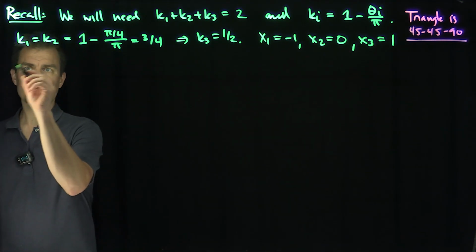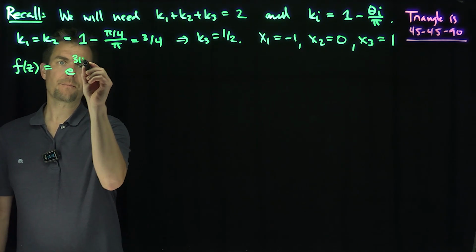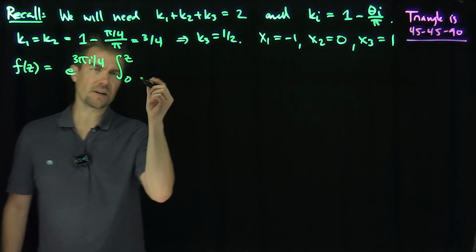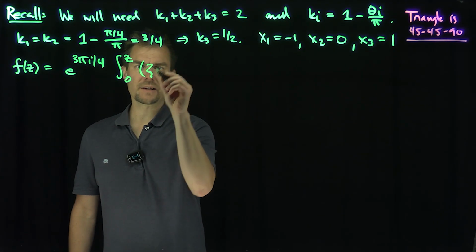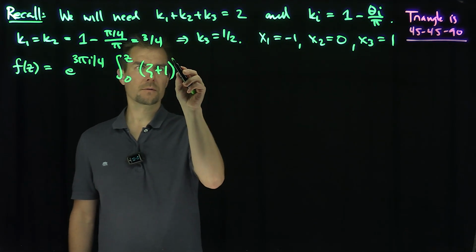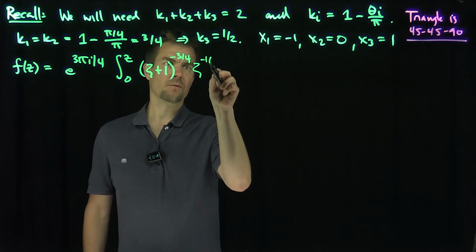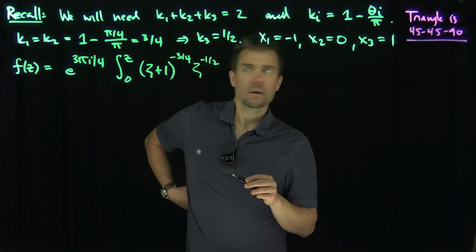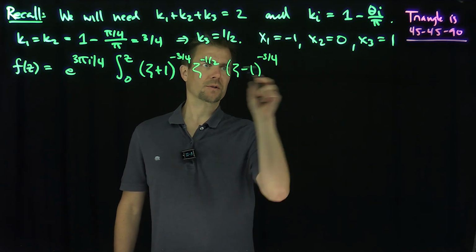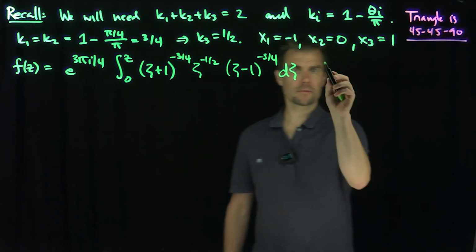So my function is going to be the following. My f of z, my Schwarz Christoffel, is going to be e to the 3 pi i over 4, the integral from 0 to z of (zeta plus 1) to the -3/4, and then zeta to the -1/2, that's my right angle, and then (zeta minus 1) to the -3/4 d zeta. Okay? This is my Schwarz Christoffel mapping.